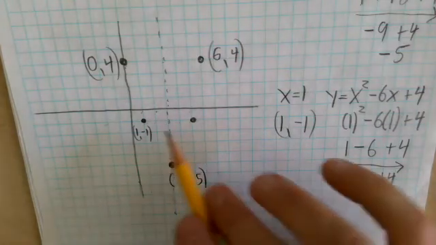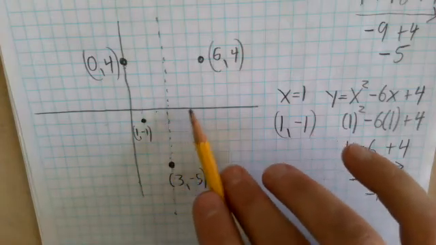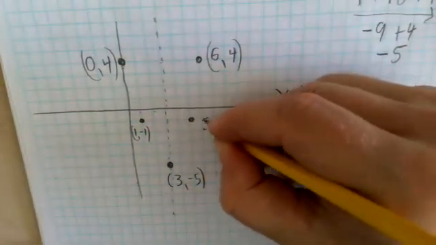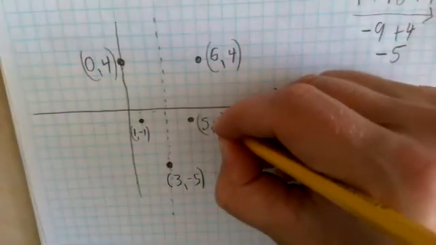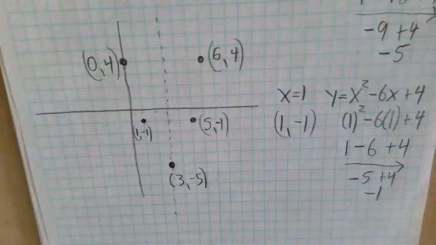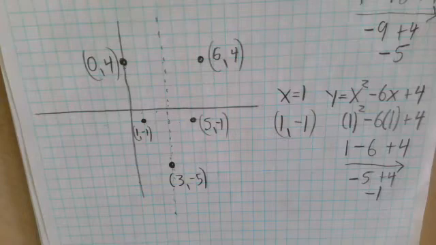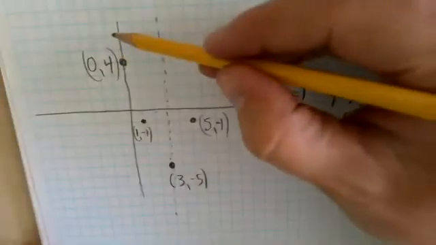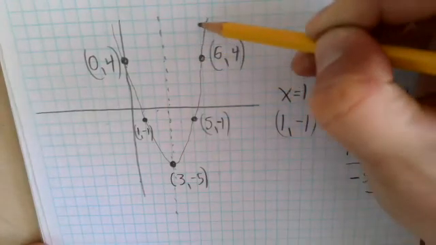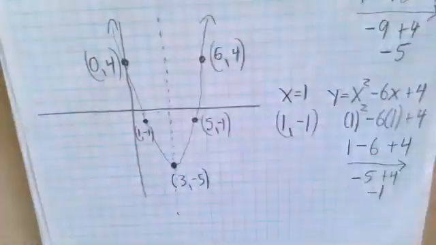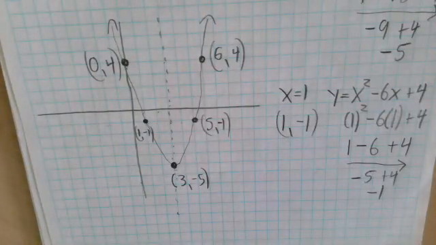And I think Molly's right. It is 1, 2, 3, 4, 5, so (5, -1). Excellent. Yes, thank you. Now we have some points. All we need to do now is connect them with a nice U shape known as a parabola.